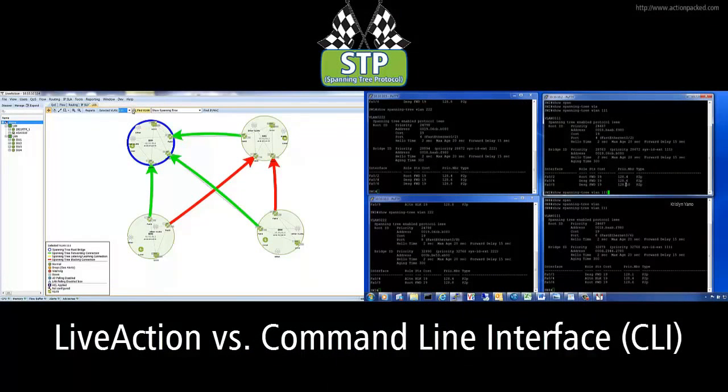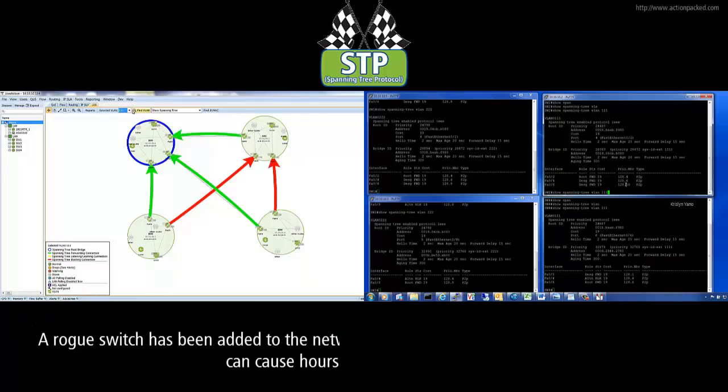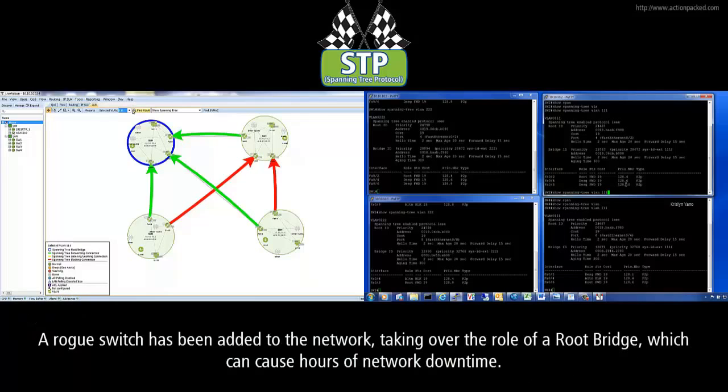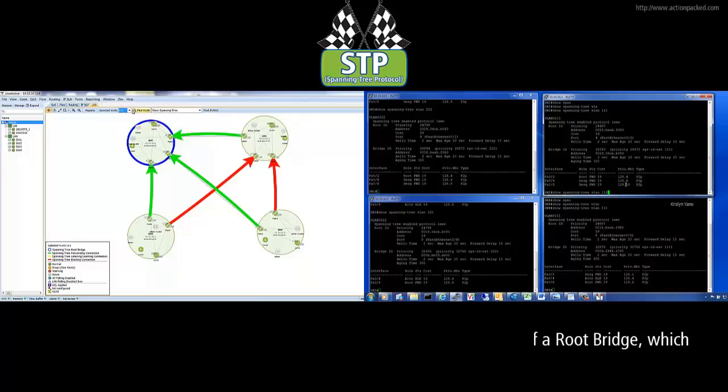This video will show you how LiveAction can save network administrators time and money compared to conventional command line practices. In this situation, a rogue switch has been added to the network, taking over the role of a root bridge, which can cause hours of network downtime in addition to network administrator head-scratching and frustration.